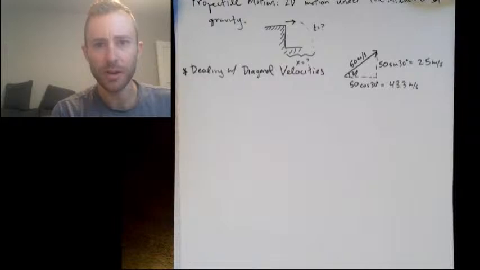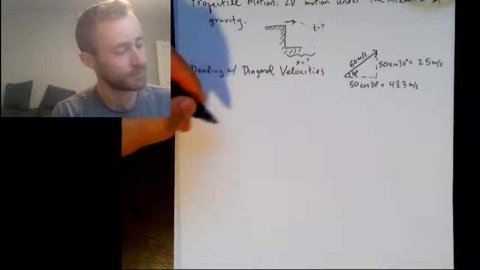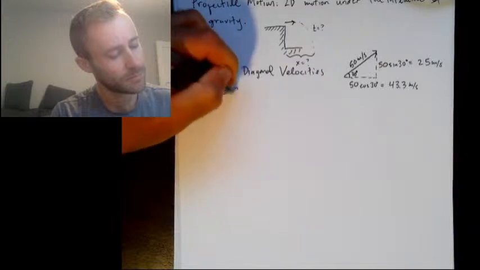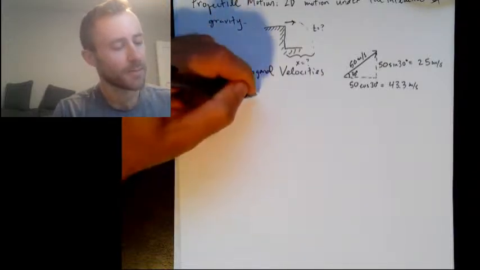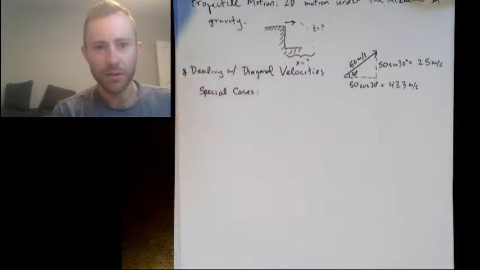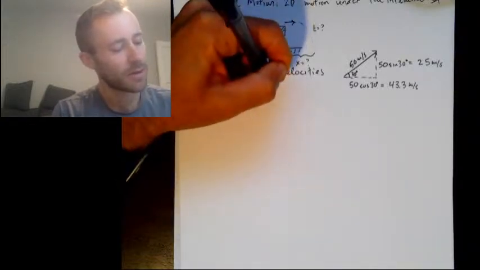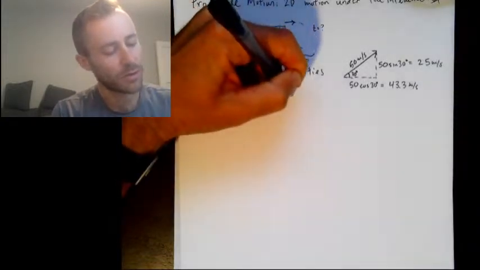Let's talk about a couple of special cases. What if the angle of launch is 0 degrees? That's called a horizontal launch.